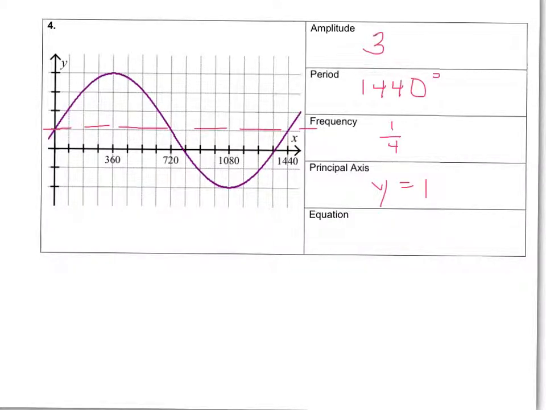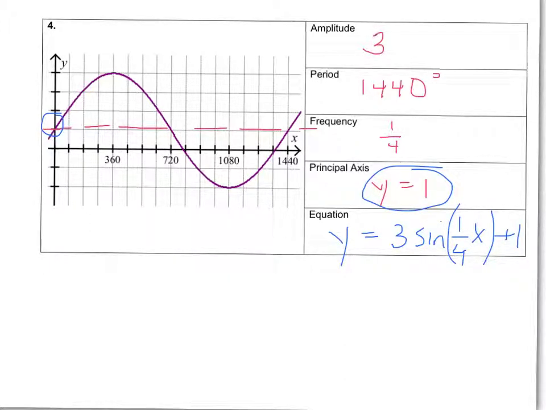For this example, it's really handy to start with the principal axis, right here. If I label that on my diagram, I can see that the amplitude is 3. I can see that the period, or the whole cycle, takes 1440 degrees. That means in 360 degrees, I only have a quarter of a cycle. Because my graph starts at the principal axis, I'm going to use a sine function. So here I get y is equal to 3 sine a quarter x. You can put that in brackets if you want. And then plus 1. So a little bit tricky, but using the information that I have here, it makes writing out the equation from a graph really, really simple.